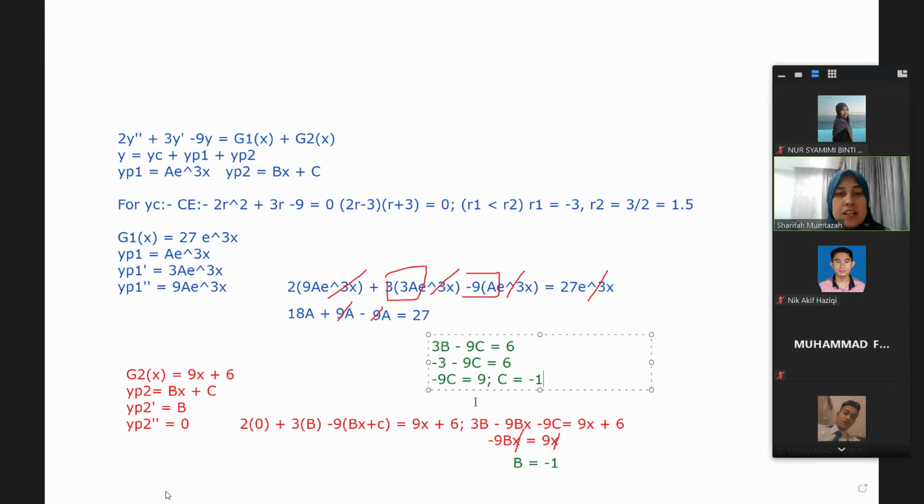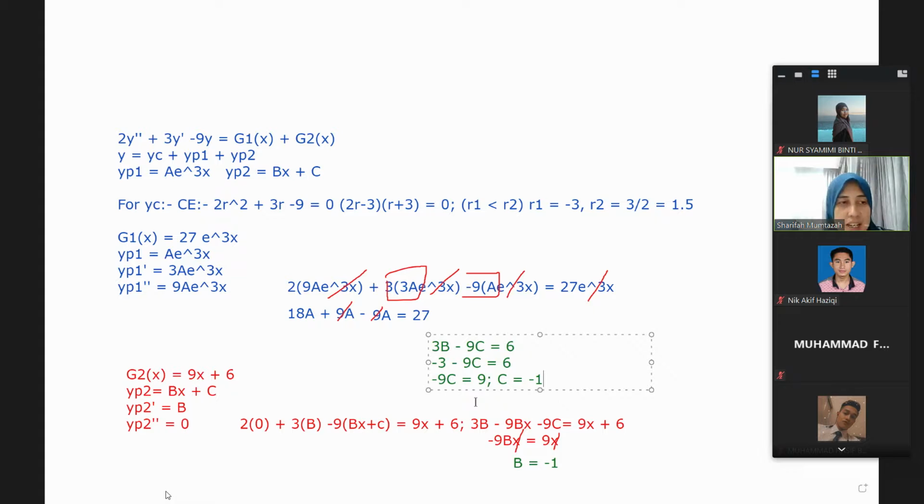So this is how you get the A, B, C with R1 and R2. R1 and R2 should be the same for all the groups. Only A, B and C differ from one group to another.